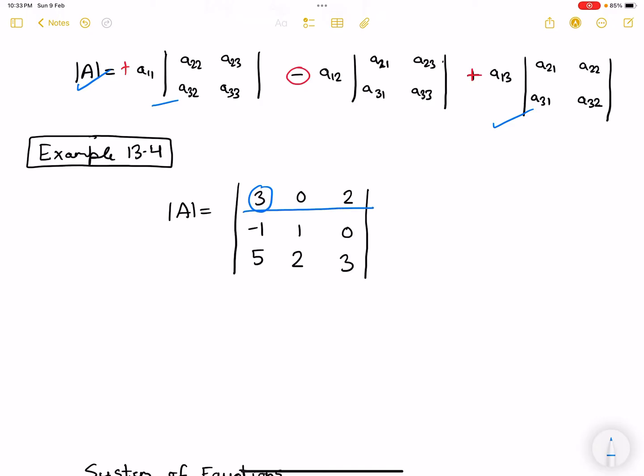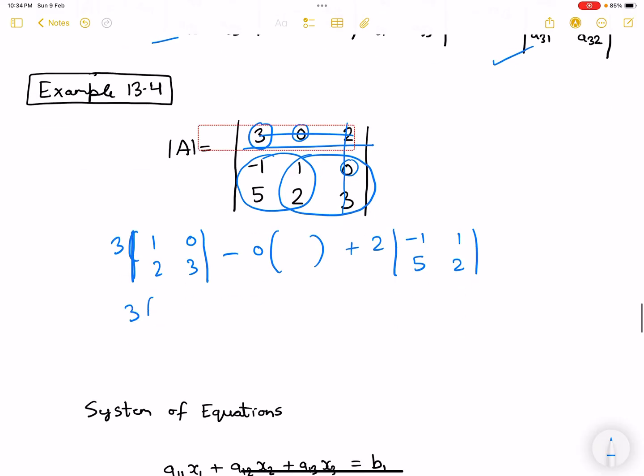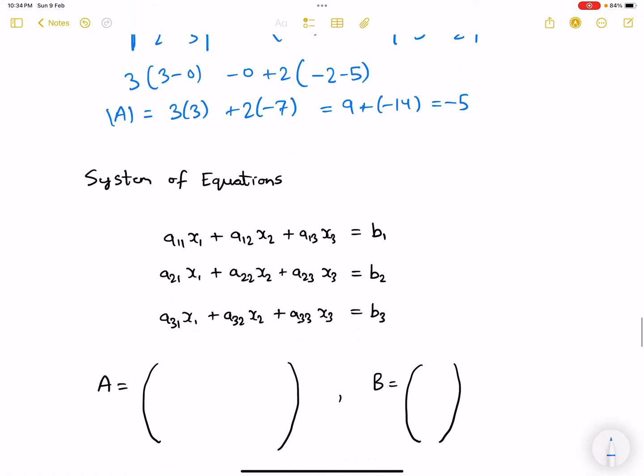expanding along this row, because one of the elements is 0, so it would help, or we can expand through this column as well. So it would be 3 times the determinant of this: 3 times the determinant of 1, 2, 0, 3, minus 0 times something, which would be 0 only, plus 2 times the determinant of this, -1, 5, 1, 2. So this becomes 3 times 3 minus 0 minus 0 plus 2 times (-2 minus 5). So we have 3 times 3 plus 2 times -7. So this is 9 plus -14, which is -5. So the determinant of A is coming out to be -5.